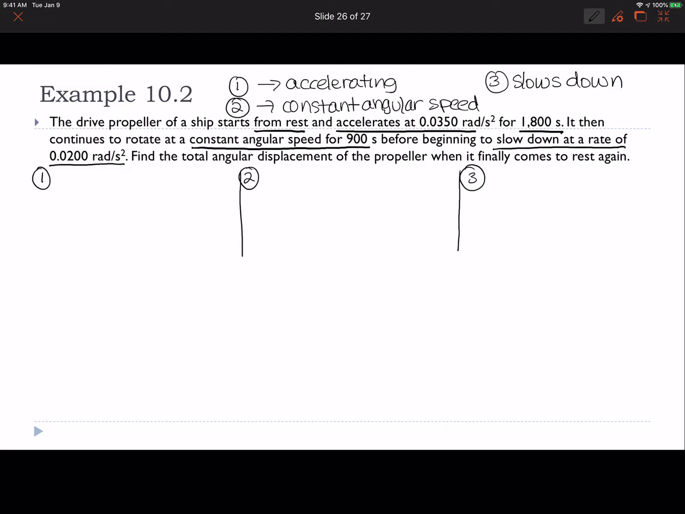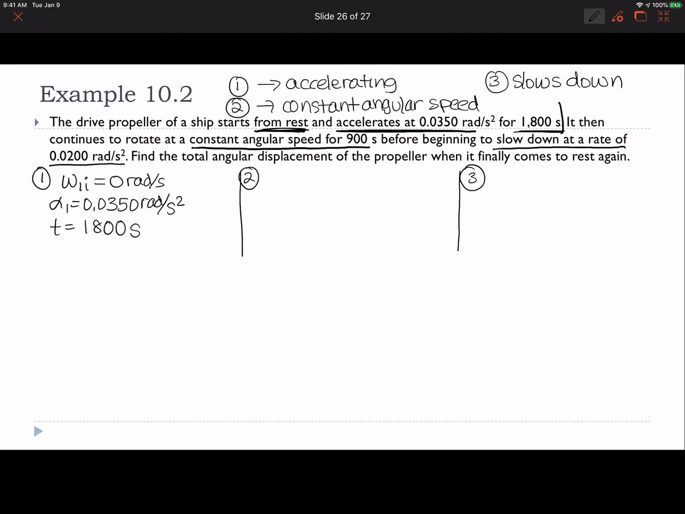What I can say about motion 1 is that it starts from rest. So the propeller has an initial velocity of 0, and I'm going to use radians per second because that's what's being used. It accelerates at a rate of 0.0350 radians per second squared, and it does that for a time of 1,800 seconds. That's the first part of the motion.